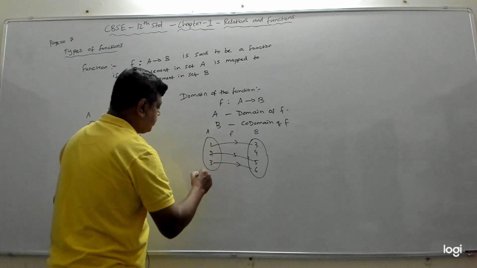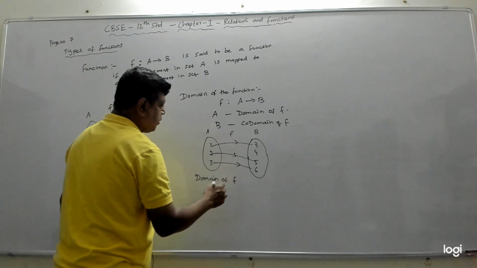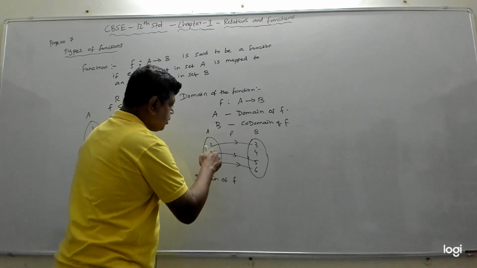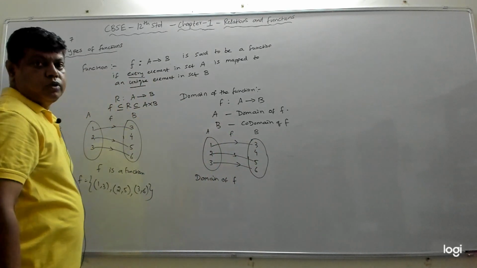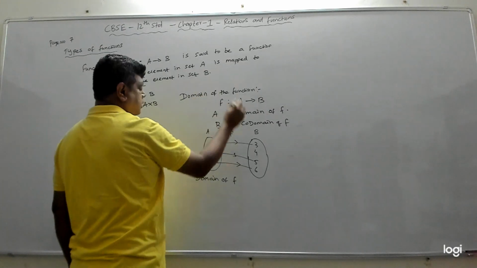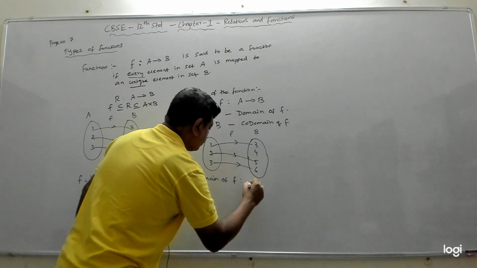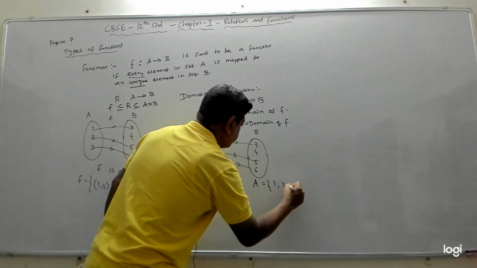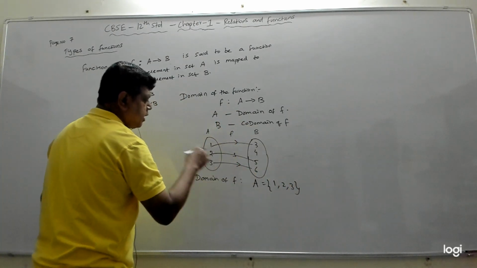What is the domain of f? It is a function, because every element in A is mapped to a unique element in B. So the domain of f is set A, which is 1, 2, 3. This is your domain. The domain of the function is the set 1, 2, 3, which is the A set.